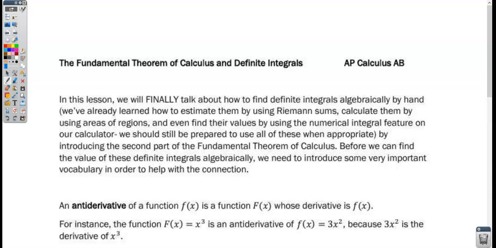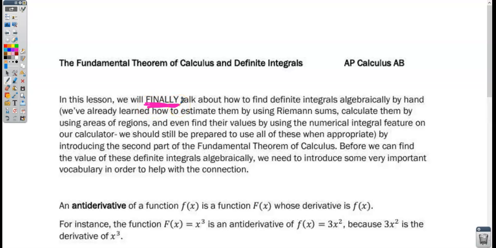Alright, welcome back everybody. In this video we're going to talk about information from section 6.7 of AP Calculus, the Fundamental Theorem of Calculus and Definite Integrals. We're going to talk about the Fundamental Theorem of Calculus Part 2 today and how we can use that to actually find definite integrals.